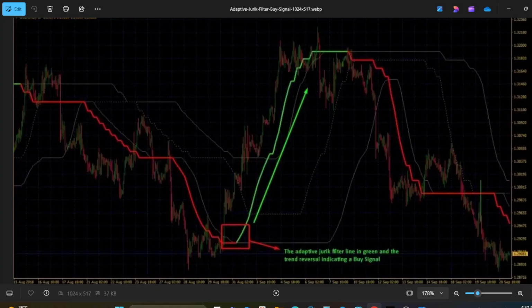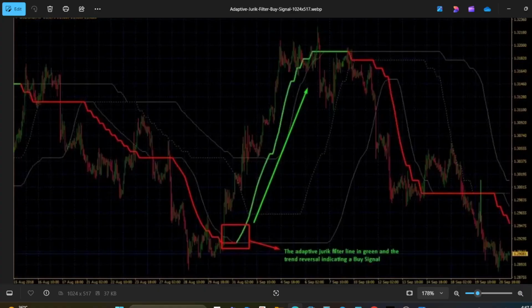In this video, we are diving deep into a powerful concept that most retail traders overlook. If you are looking to take your trading to the next level, then this video is going to introduce you to the Adaptive Jurik Filter. It's a nice indicator that could revolutionize the way you analyze the market.